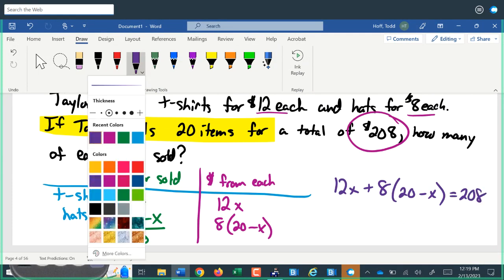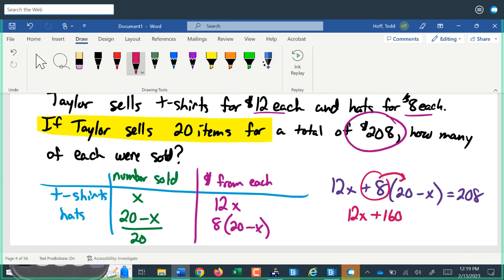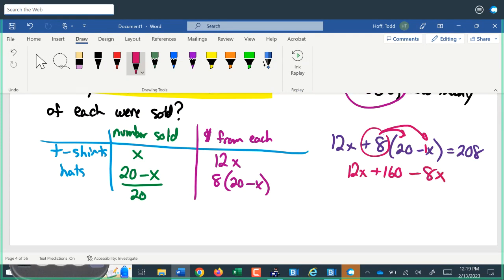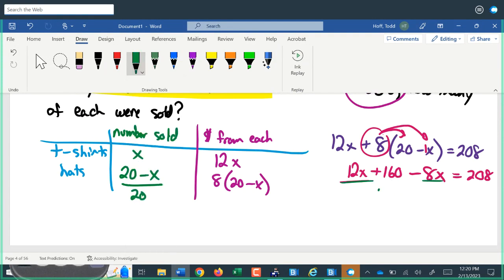Now we have to solve this equation. We see the parentheses, there's nothing to do inside of them, so we'll go ahead and distribute the 8. The 12X here doesn't change. 8 times 20 is a positive 160. 8 times negative X, again, we think of it as a negative 1X, so 8 times negative 1X is negative 8X. Equals 208, doesn't change. We do still have things to combine, though. We have 12X and negative 8X make 4X plus 160 equals 208.